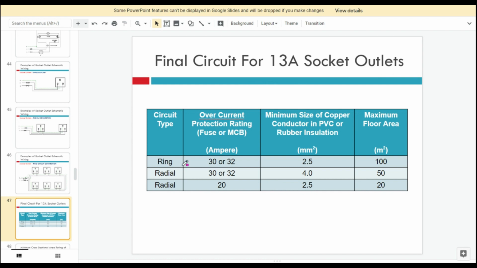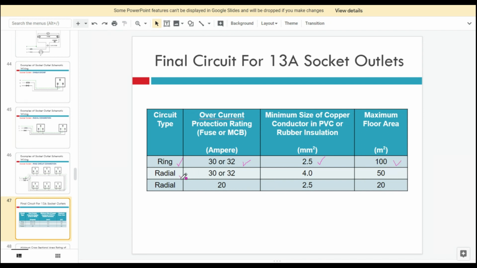So normally if you want to use the circuit type of radial, the rating for the MCB is about 30 or 32 amps. Okay, and then the sizing for the cable or conductor must be around 2.5 square millimeter, and then the maximum floor area for this ring type is about 100 square meters.